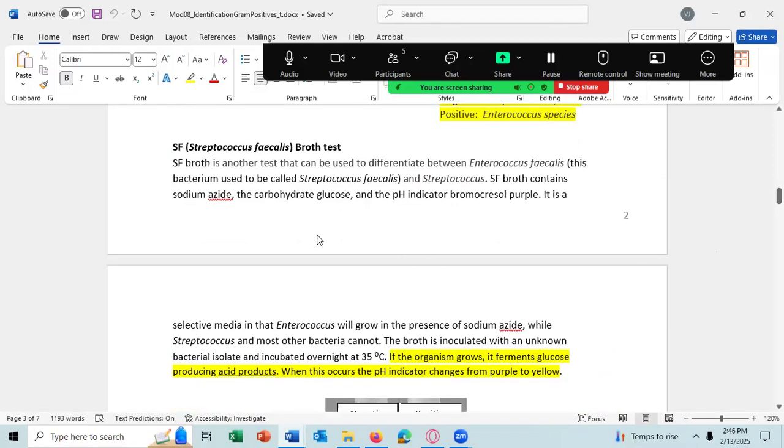Which I guess we should call it the Enterococcus faecalis broth test, but we don't. It's still called the Streptococcus faecalis, and they just usually call it SF broth test, so they're shortening the name.